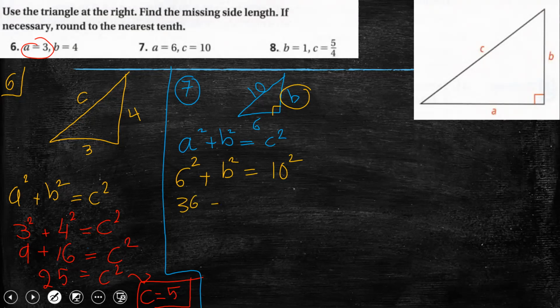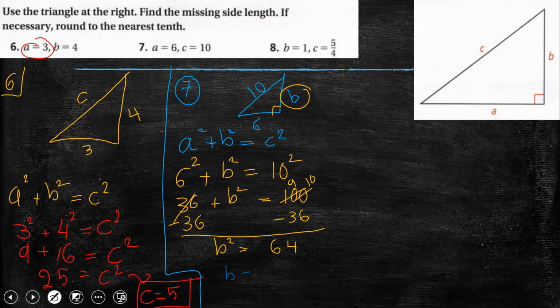So 36 plus B squared equals 100. Minus 36 from both sides. So B squared will be 100 minus 36. Let's subtract them first here. 64. So B squared is 64, so B will be 8. So we solve the right triangle here.